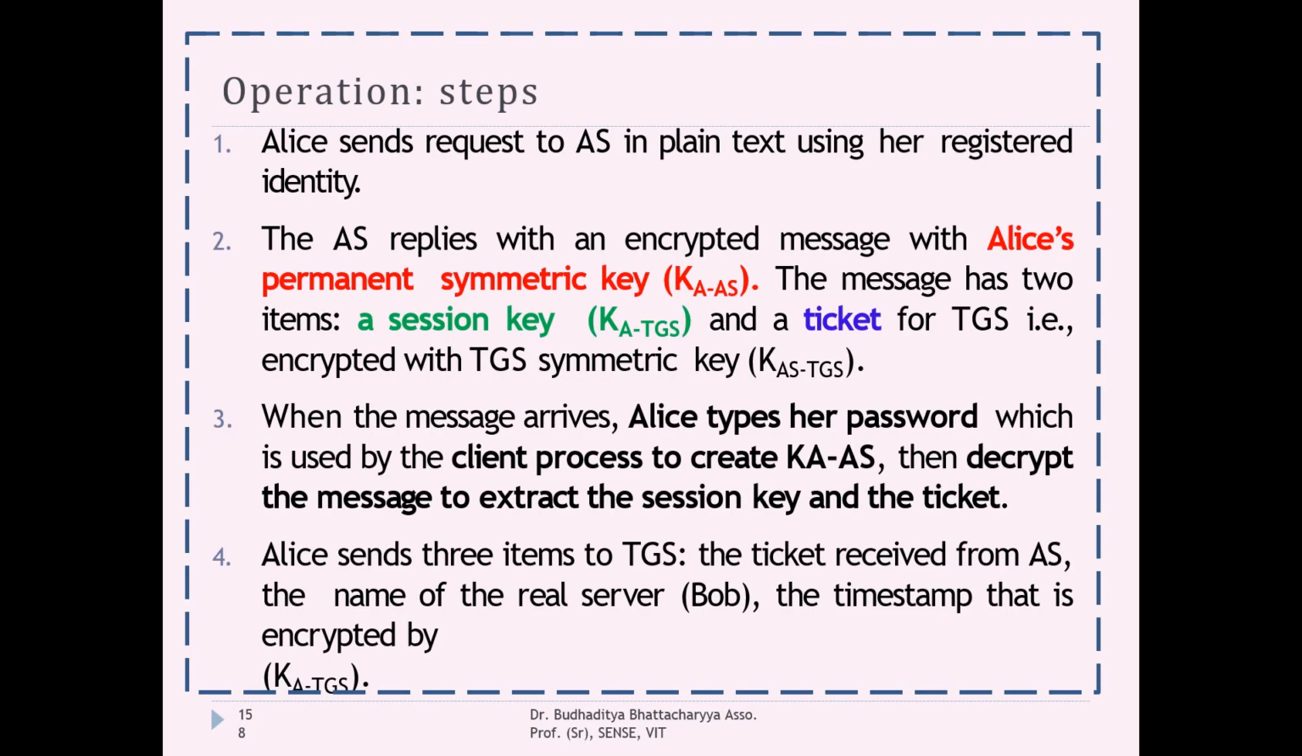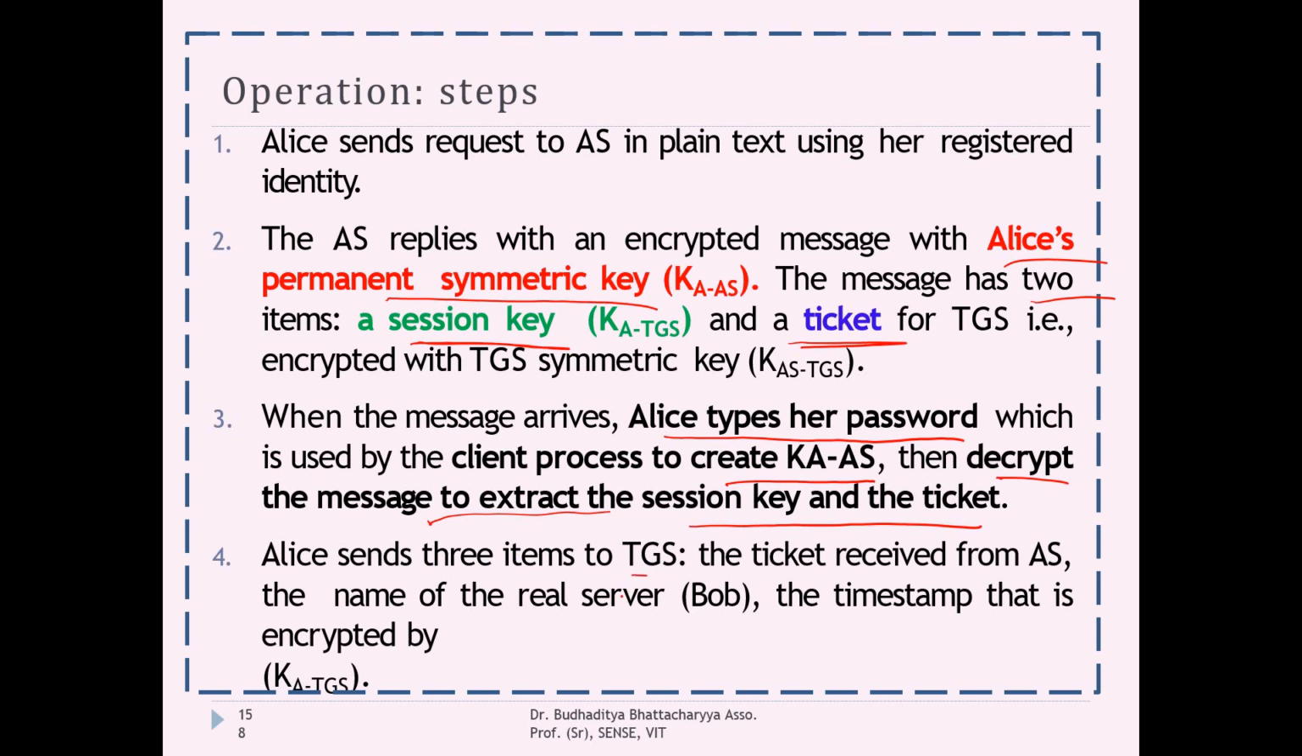So let's see the final conclusion over here. As you can see, the authentication server replies with a message encrypted with Alice's permanent symmetric key. The message has two parts: one part is the session key and the other one is a ticket. Same thing as we have done. When the message arrives, Alice types her password, which is used by the client process to create the symmetric key KAS, and decrypts the message to extract the session key and ticket. So Alice will receive it from the authentication server itself.